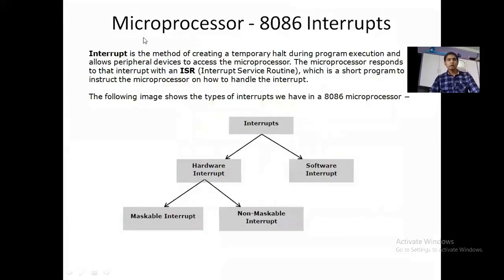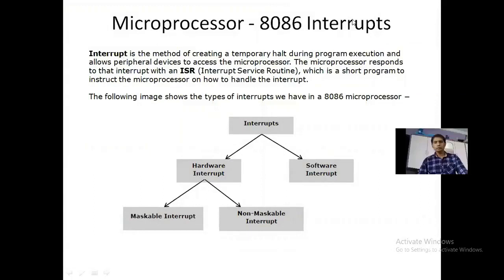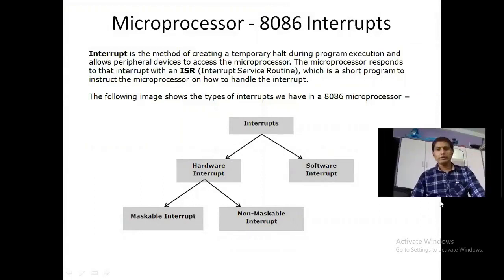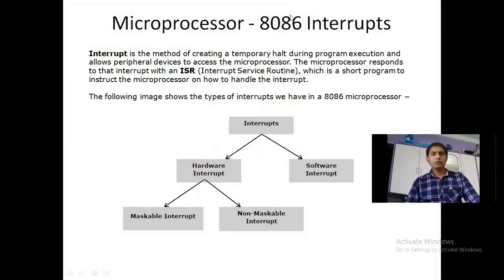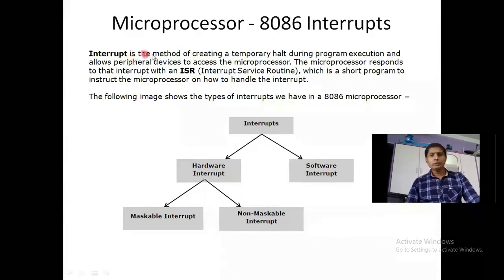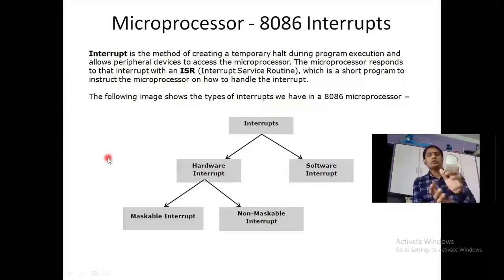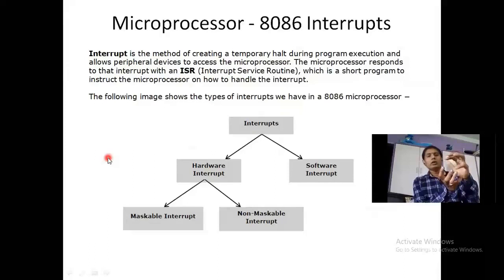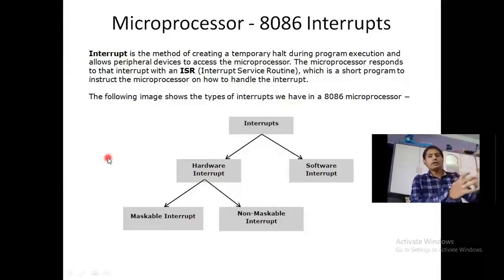In the microprocessor, we are concentrating on 8086 interrupts. Let us see what an interrupt is. An interrupt is a method of creating a temporary halt during program execution and allows peripheral devices to access the microprocessor. So what is the meaning? If an interrupt occurs, processor execution will be temporarily halted, and external peripheral devices will take the processor.